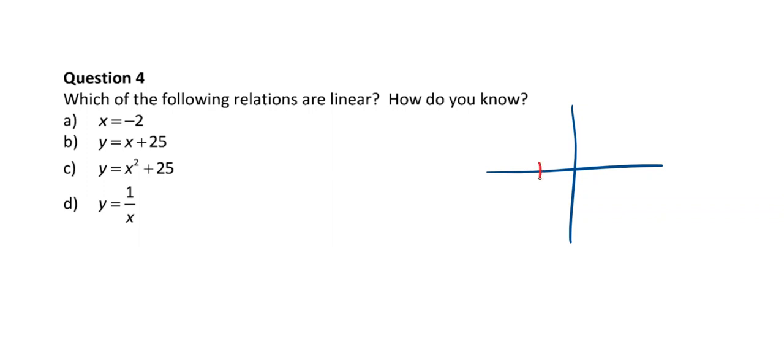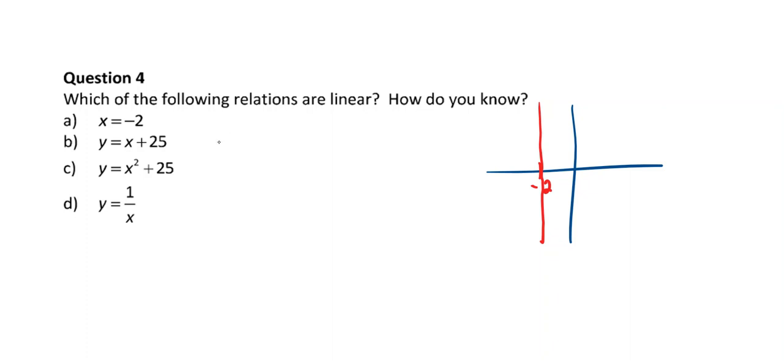Okay, so this is what's happening here. At -2, you'd have a straight line going through, right? What that's saying is x is -2 everywhere, right? So no matter what, x is -2. And this is a line, so this would still be linear. That's kind of a weird example, right?